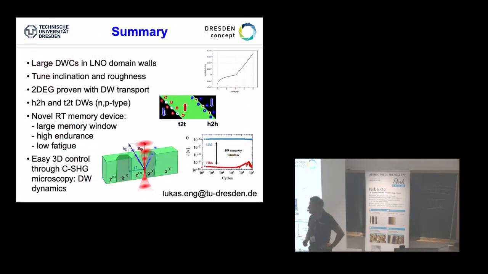What I wanted to show you in this talk is that we have really large domain wall conductivities in these kinds of domain walls, simply because we have a good feeling for how to engineer them. We can tune the inclination, we can tune the roughness, as I said. This is very important to get a 2D system that has a whole signature for transport. You can engineer both N or P-type walls if you want, simply by using head-to-head or tail-to-tail domain walls. And you can go for novel memory devices, large memory windows, high endurance, low fatigue.